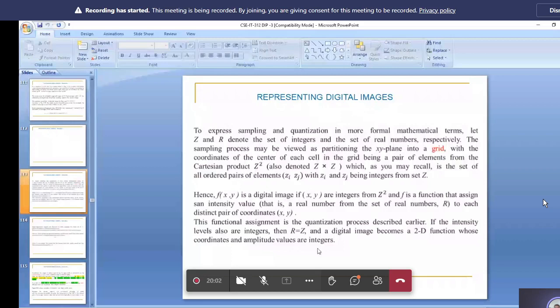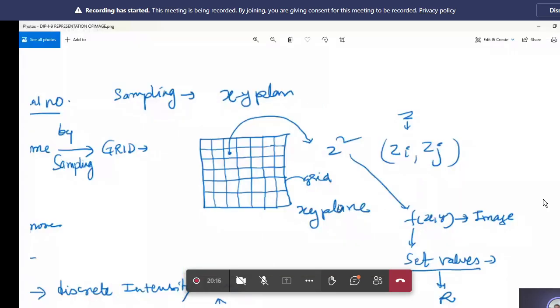Okay. So we have converted this XY plane into grids. And the value of this center is calculated using Z square, where Z is Zi and Zj. And you can say any image f of xy is a digital image if these x and y belong to this Z, and the value of this f of xy must be a member of this set capital R. Okay, this set value will come from R.